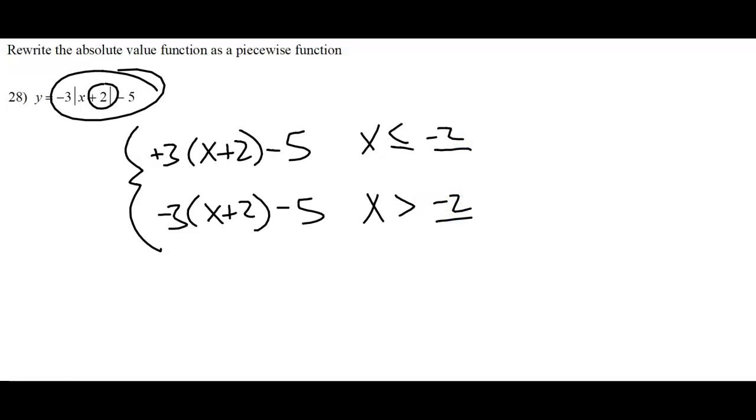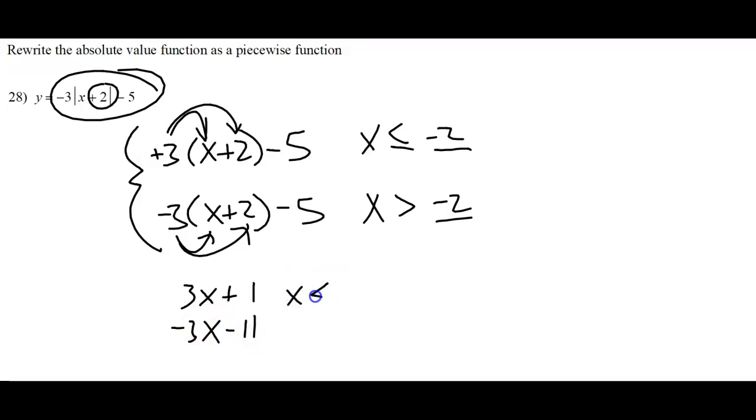Okay, so just so you guys know, you're going to need to simplify these. So you're going to have to distribute and combine like terms. So on the top, if I distribute the 3, I'll get 3x plus 6 minus 5, which is going to become 3x plus 1. On the bottom, if I distribute, I'm going to get -3x minus 6 minus 5, which is minus 11. These parts will stay the same.